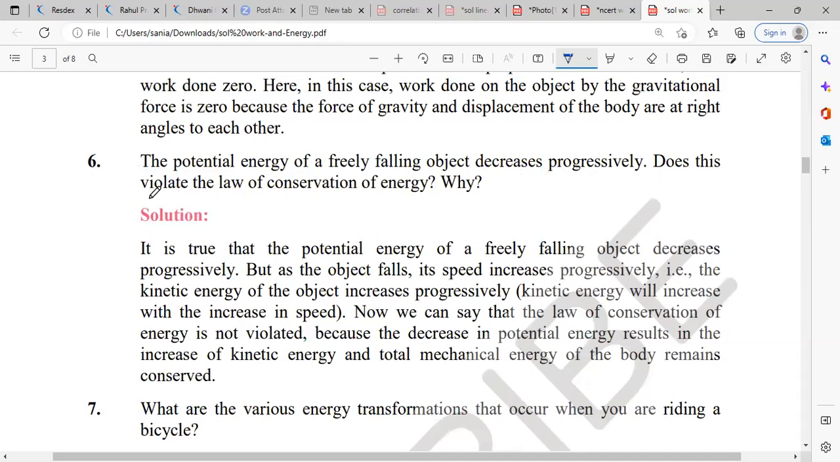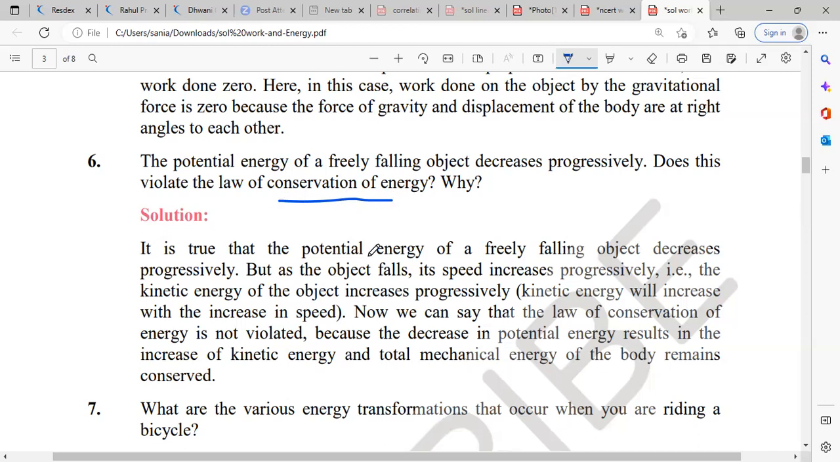Does this violate the law of conservation of energy? You said in the law of conservation of energy, energy can neither be created nor destroyed. But as you know, the potential energy of the object keeps decreasing once it is falling downward, right? So over here, what does it mean? Does this violate the law of conservation of energy?